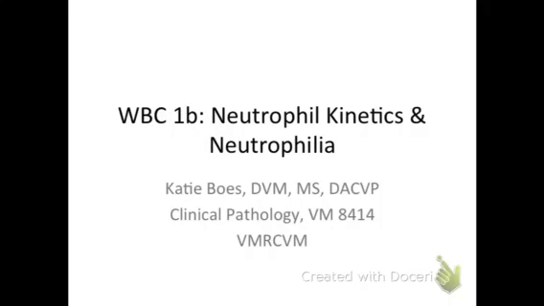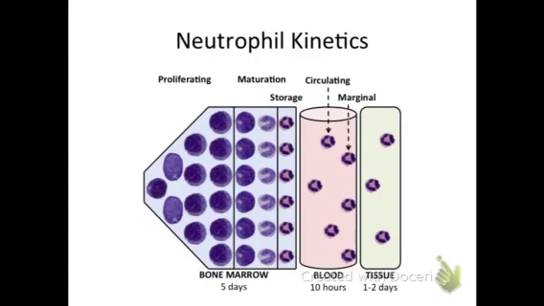Hi everyone, this lecture is going to be on neutrophil kinetics and causes of neutrophilia. In adult animals, neutrophils are primarily produced within the bone marrow, where they mature into segmented neutrophils that are released into blood. They then use the blood vessels as highways to get to their final destination within the tissues.